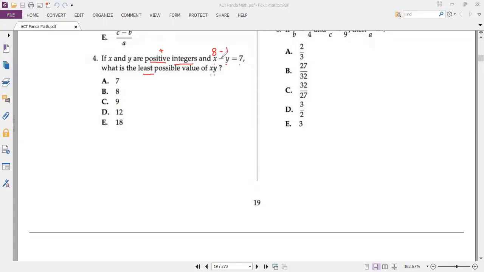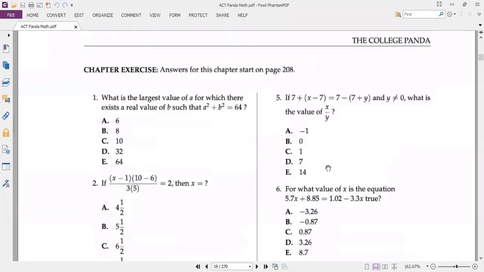No other values can determine this one. If we go to 9 minus 2 and so on, we cannot take negative at all. So the least values are X equal 8, Y equal 1. I hope it's clear. So the product A times X times Y is 8 times 1, which is 8. The answer is B in number 4. I hope it's clear as well.